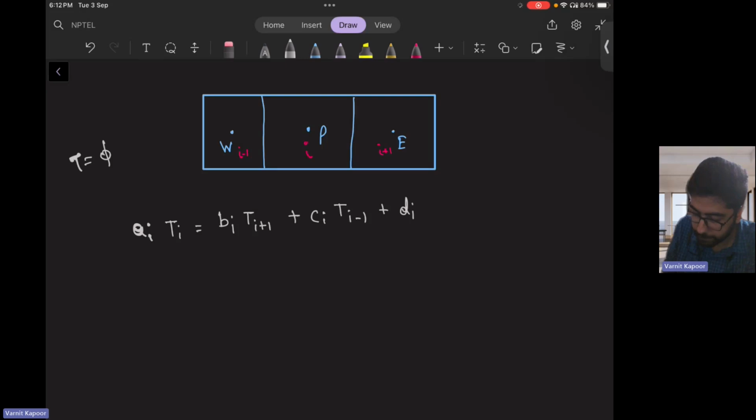So these coefficients are for the ith node. This is the value which we need to get at the ith node. These are the neighboring nodes for it, i plus 1 and i minus 1.